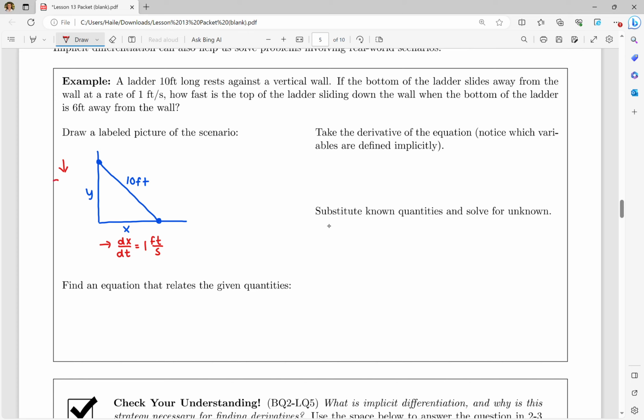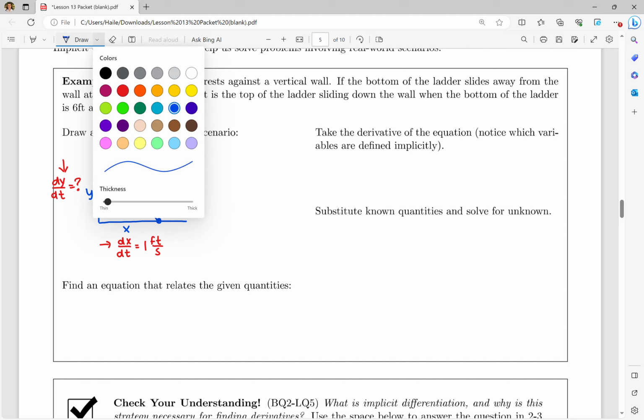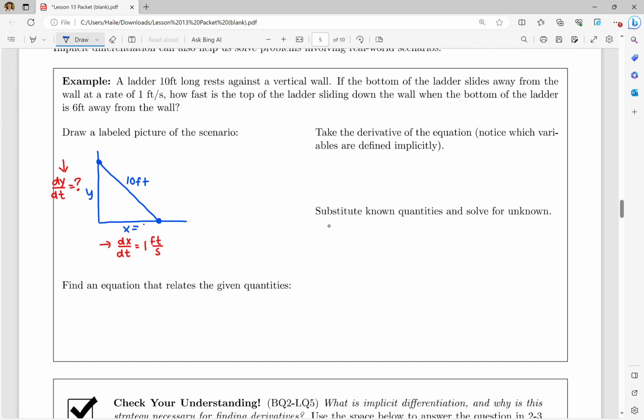So dy dt, the rate at which the ladder is sliding down the wall, we don't know, so we're just going to label that with a question mark. And finally, we want to know at the exact instant where x is equal to 6 feet. Okay, so that's my picture. I have my rates, I have my static conditions. So let's now think about an equation that we could use to relate the blue quantities.